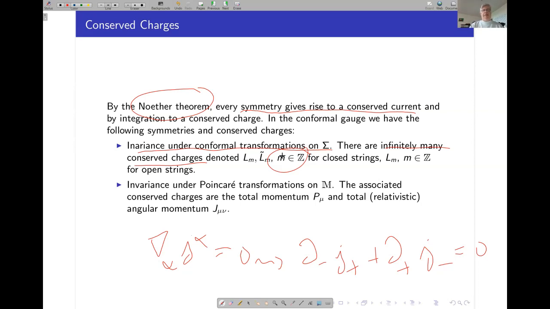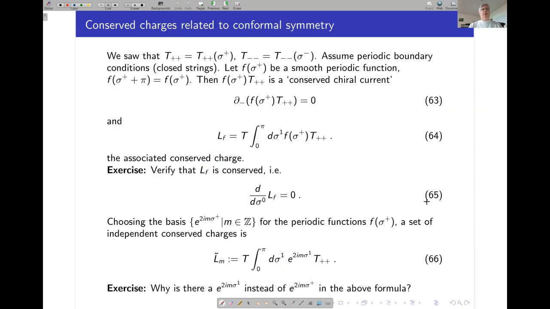And then we also have symmetries in space-time, Poincaré transformations, and the associated conserved charges are the total momentum and the total angular momentum of the string. We will also briefly go over this. So let's talk about conserved charges related to conformal symmetry.